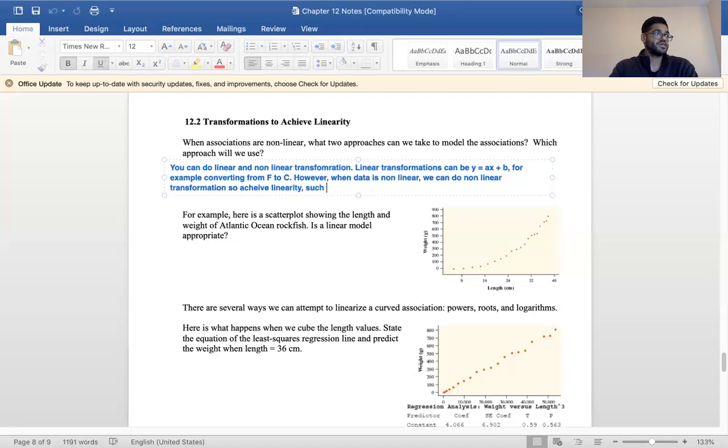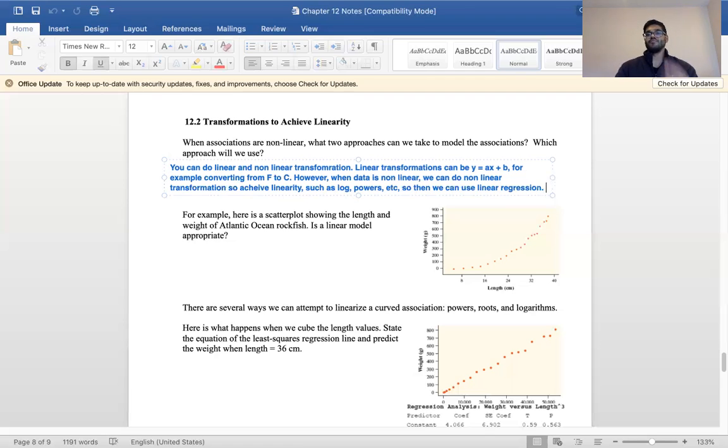To achieve linearity, such as log, maybe we take the log of it. We could do powers, etc. And so then we can use linear regression.